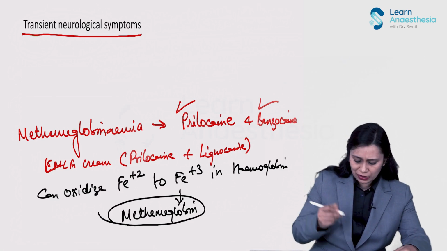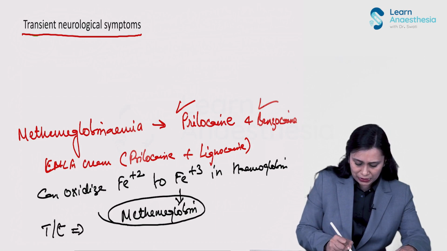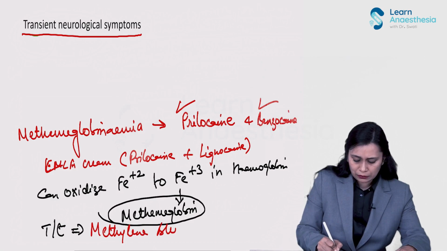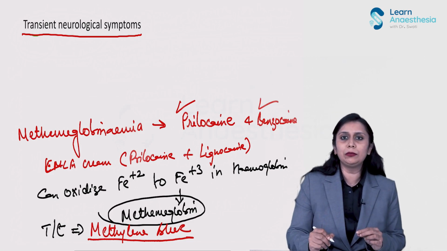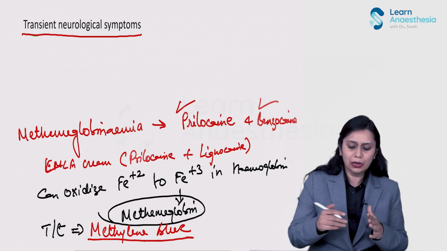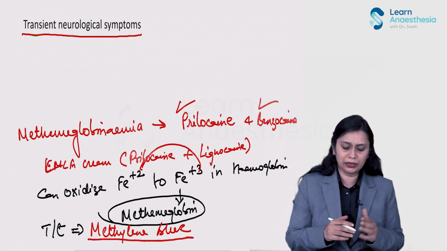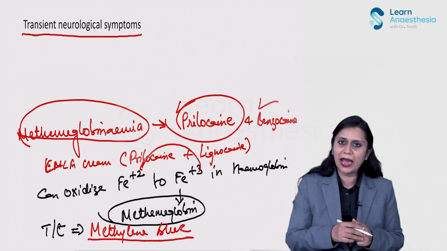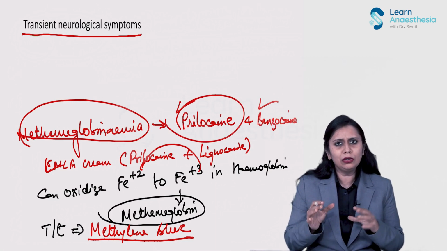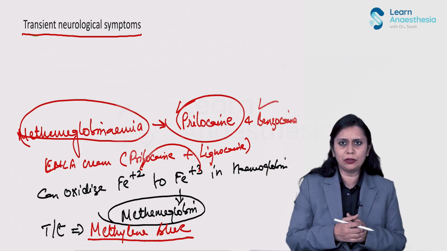What is the treatment of it? The drug of choice is methylene blue. Methylene blue, a very important reducing agent. So IV methylene blue in a high dose is used to reduce the ferric back to the ferrous state. So this is methemoglobinemia, which is a complication of two local anesthetics, prilocaine and benzocaine. Lignocaine, a few incidents have been seen, but it is not totally implicated to cause methemoglobinemia.